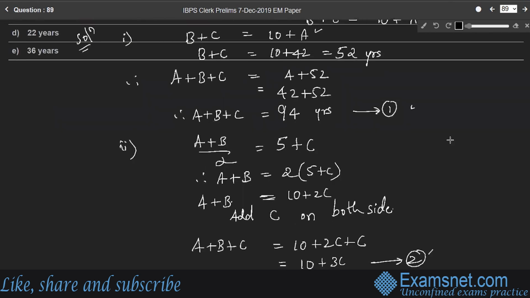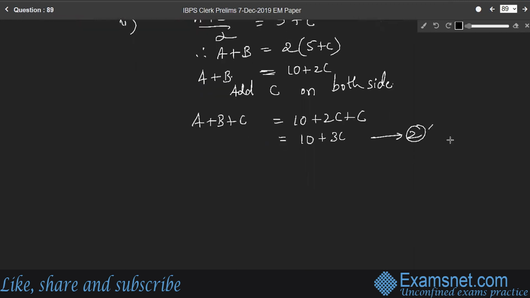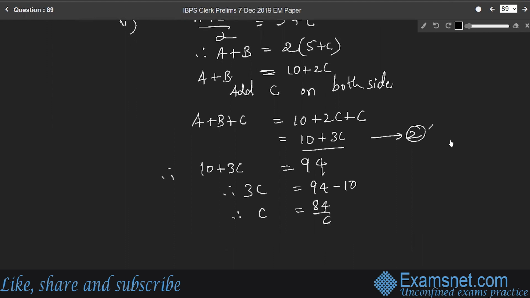Compare 1 and 2. Here A plus B plus C is 94 years. In the second equation, A plus B plus C is 10 plus 3C. Therefore, 10 plus 3C is equal to 94. 3C is equal to 94 minus 10, which is 84. Therefore, C is 84 by 3.